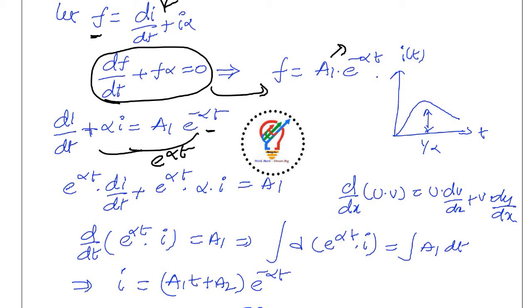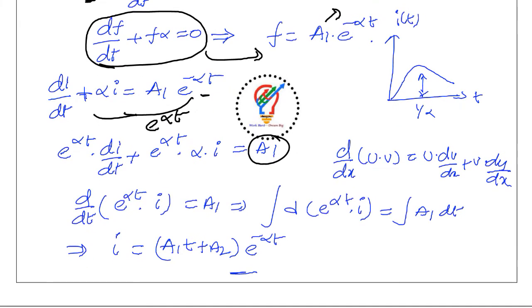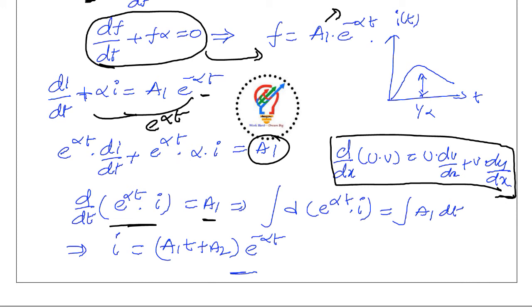So this is a1, which is equal to e power alpha t into di by dt plus alpha into I into e power alpha t. Now this is in the form of d by dx of u into v, where u into dv by dx plus v into du by dx. So by writing this as d by dt of e power alpha t into I, we can get a1 here. Again integrating on both sides, we get integration of d of e power alpha t into I is equal to integration of a1 into dt. So this is going to be a1 t. So finally the response I of t is equal to a1 into t plus a2 into e power minus alpha t.